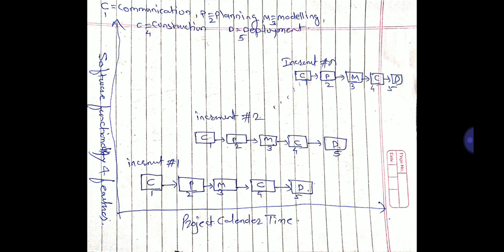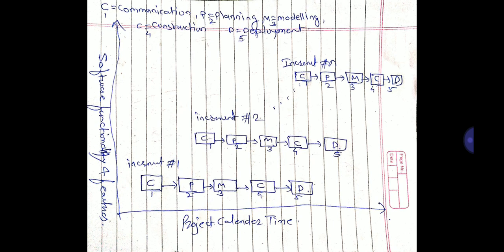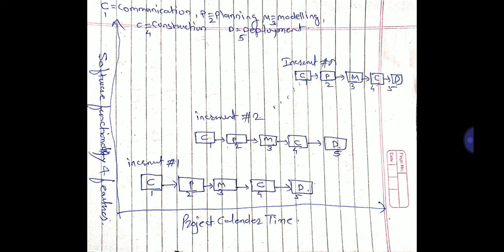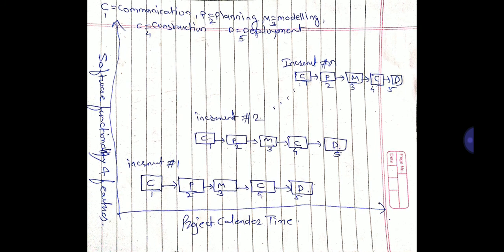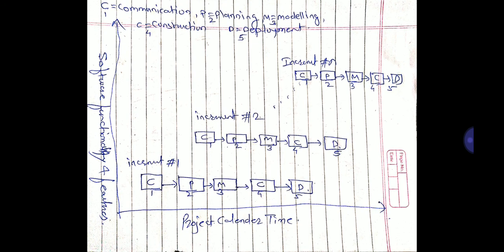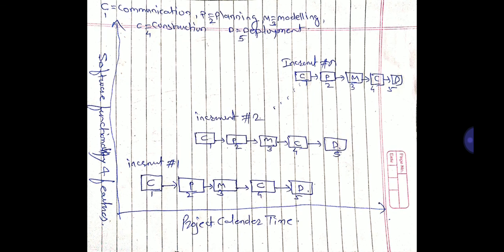Apart from the incremental model, once again I will revise the 5 steps. First is communication, second is planning, third is modeling, then construction, and fifth is deployment. In modeling, the analysis and design part is taken care of. In construction, the coding and testing part is taken care of, and in deployment, the delivery and feedback. So this is what we have seen completely about the incremental model.